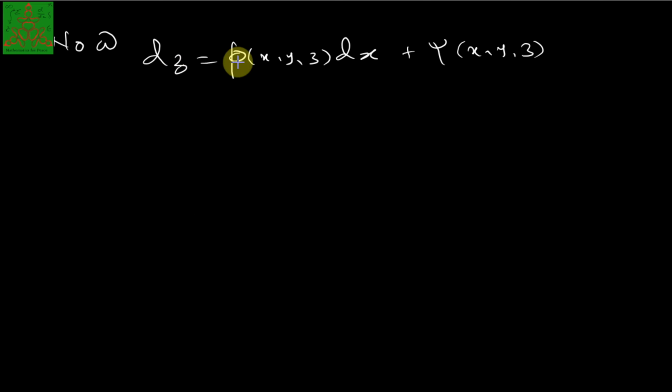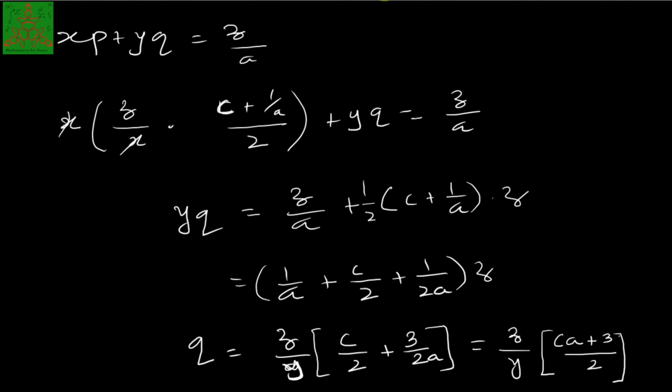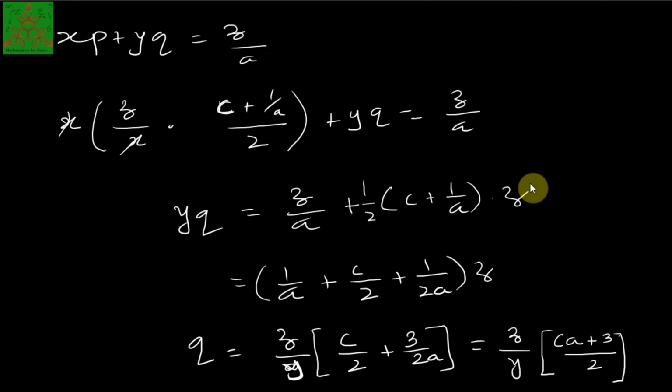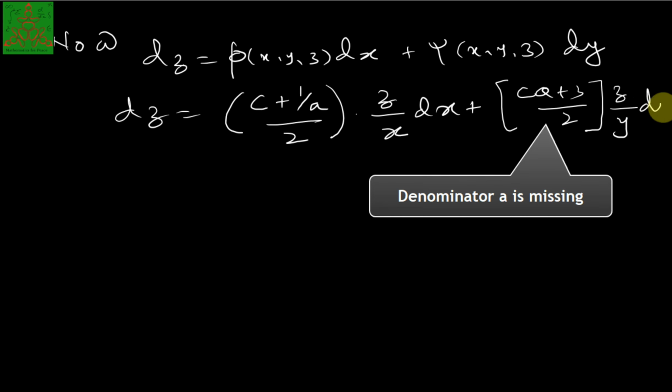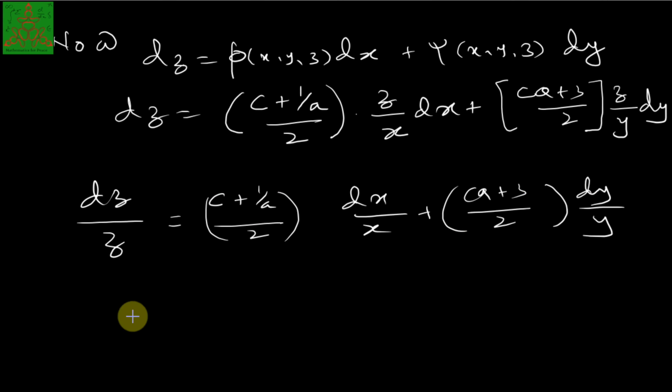Next, start with the equation dz is equal to phi(x, y, z) dx plus psi(x, y, z) dy, where we got the value of this one as p. We can have the value of p from this. It is this into z by x. So this is a constant quantity. So we'll have (c plus 1 upon a) by 2 into z by x dx plus the value of q, that is (c by 2 plus 3 by 2a) into z by y dy. We can take z common, so it is dz by z equals (c plus 1 upon a) by 2 dx by x plus (c by 2 plus 3 by 2a) dy by y.